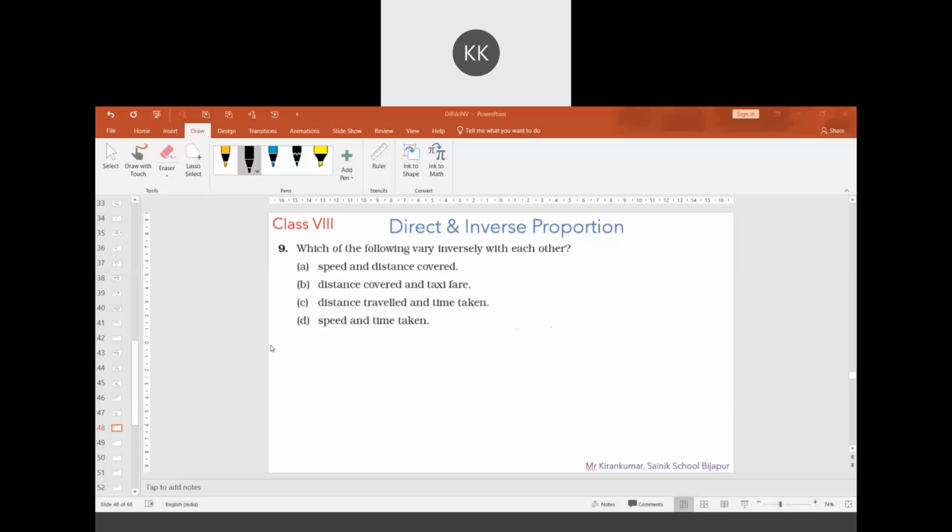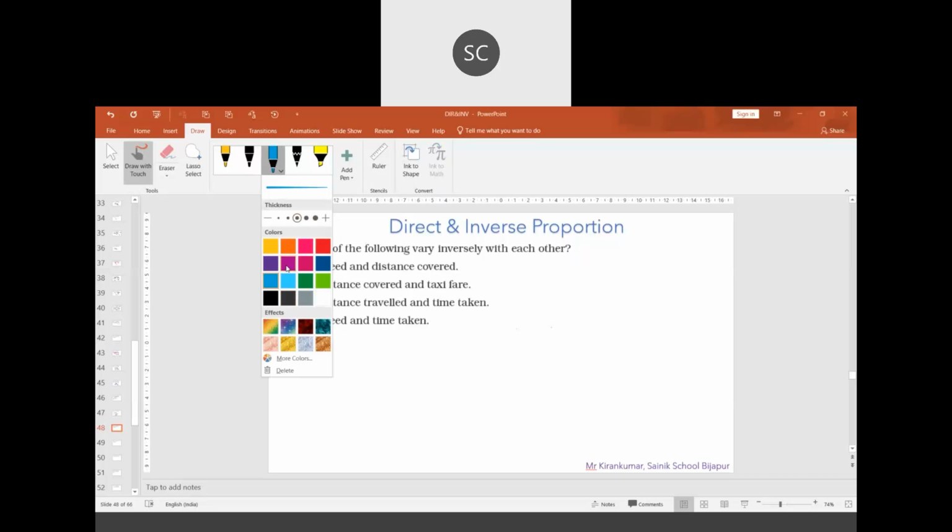Look at the first case. Speed and distance. Many of you are saying option D. Speed and time. If speed is more, the time will be less. Many of you are saying that option D is the correct answer.